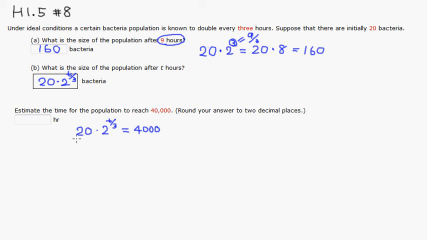Alright, so we can divide both sides by 20 at least to make it a little simpler. So divide both sides by 20. Okay, sorry, that's 40,000, one more zero. So the 20 cancels out, and I can knock out zeros, and you have 2 and 2. So this is going to give you 2 to the t over 3 is equal to 2,000.